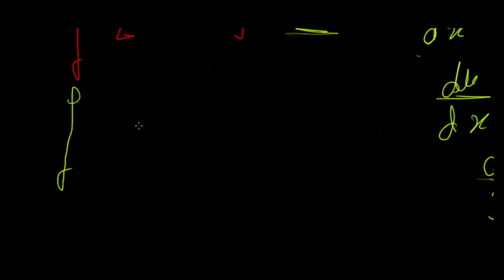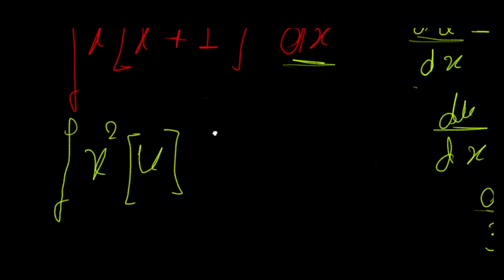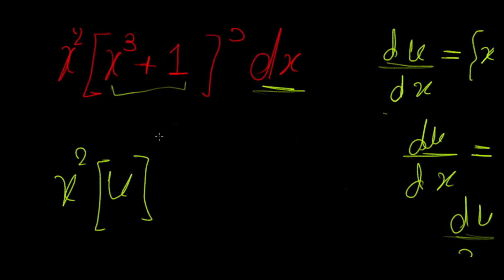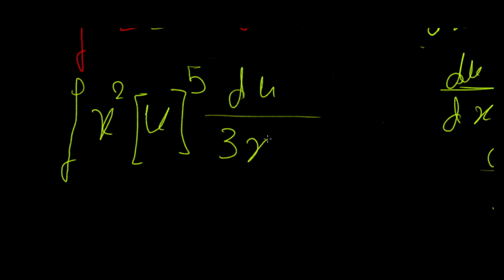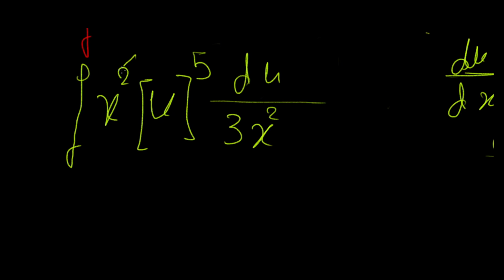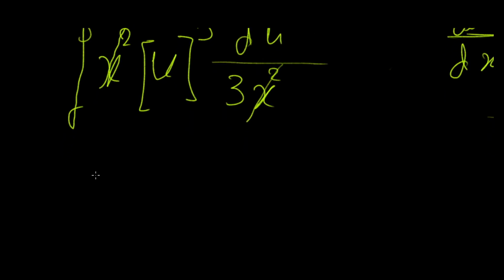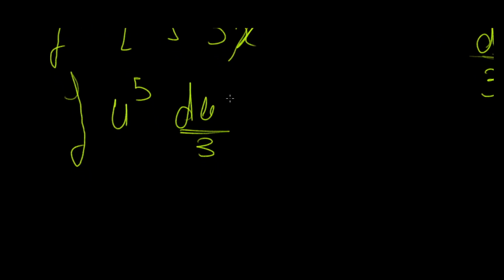We will have the integral of x to the power of 2. We have u, we know u is equal to x cubed plus 1, to the power of 5, du over 3 times x to the power of 2. Now as you can see over here, we can cancel the x squared with the x squared. Then we will have u to the power of 5 du over 3. As you can see over here, we have eliminated all instances of x.